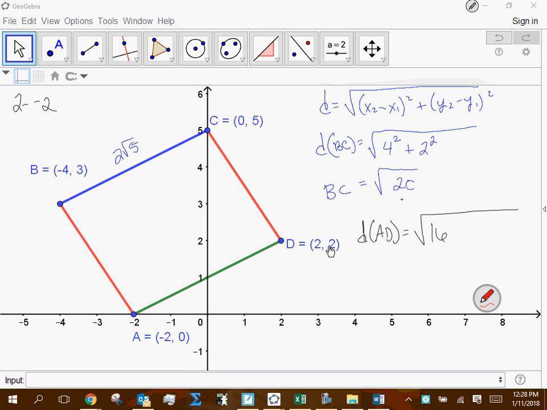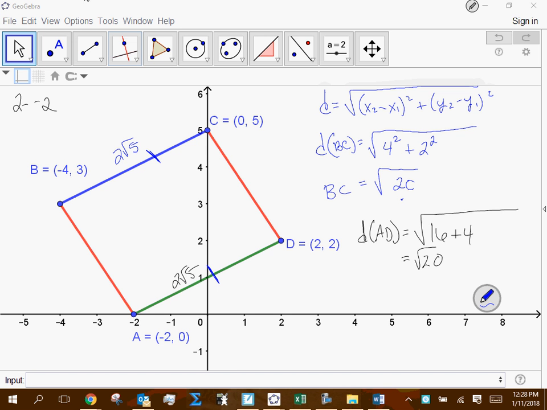Same thing with your y's. 2 minus 0 is 2. Square that, you get 4, right? Is that still radical 20? Is radical 20 still going to be 2 radical 5? So what does that tell you about the blue side and the green side? They're congruent. So we have shown that, which is nice.